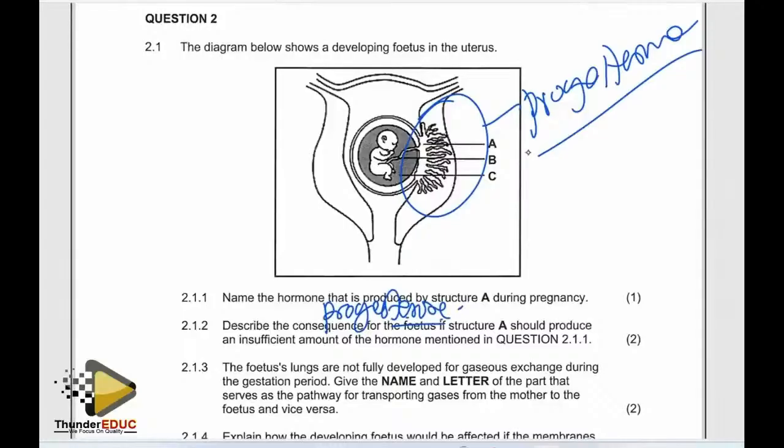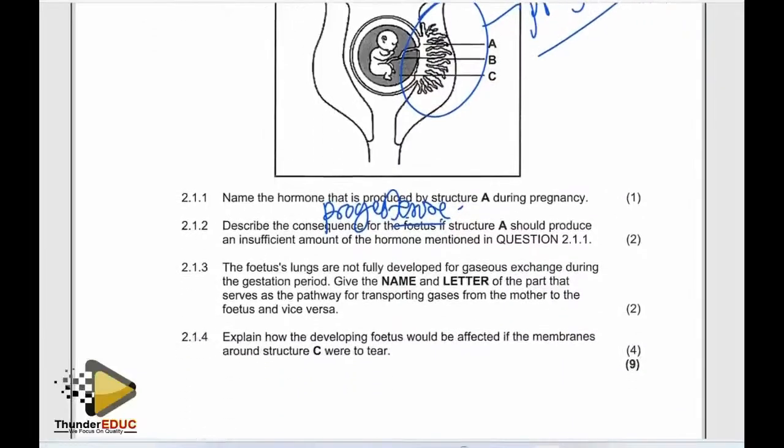Describe the consequence for the fetus if structure A produces an insufficient amount of progesterone. It is 2 marks. They're asking you what will happen. Then it means that pregnancy will not be maintained, and this might lead to a miscarriage. Maybe we can say premature birth. It can lead to a premature birth.